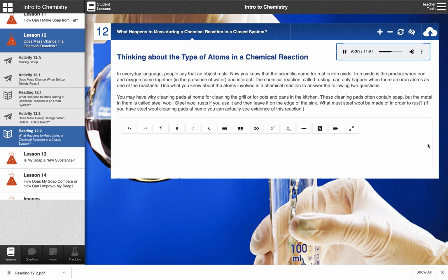The chemical reaction called rusting can only happen when there are iron atoms as one of the reactants. Use what you know about the atoms involved in a chemical reaction to answer the following two questions.